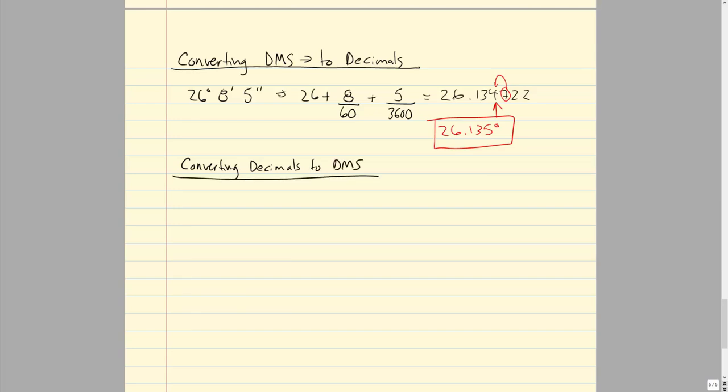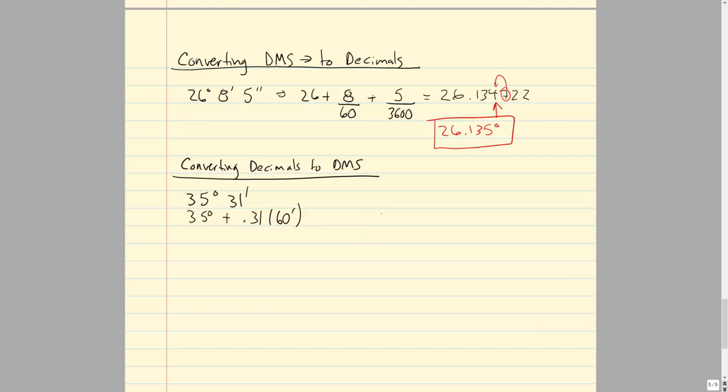Okay, so for converting decimals to degrees, minutes, and seconds, what we need to do is think about what we have in terms of proportions. So we could have 35 degrees, 31 minutes. Well, we know that this is going to be the full 35 degrees. And then I need 31 minutes. That's going to be 31% or 0.31 of 60 minutes.